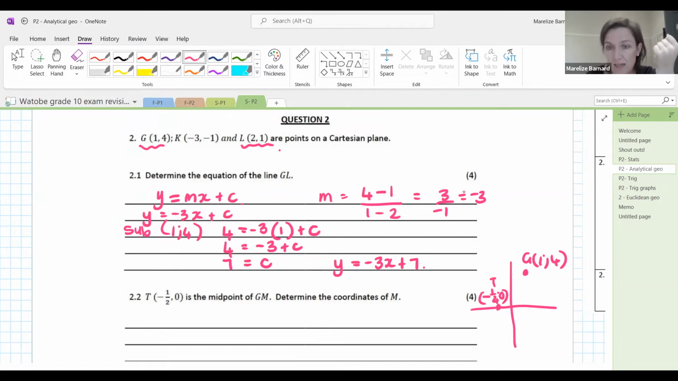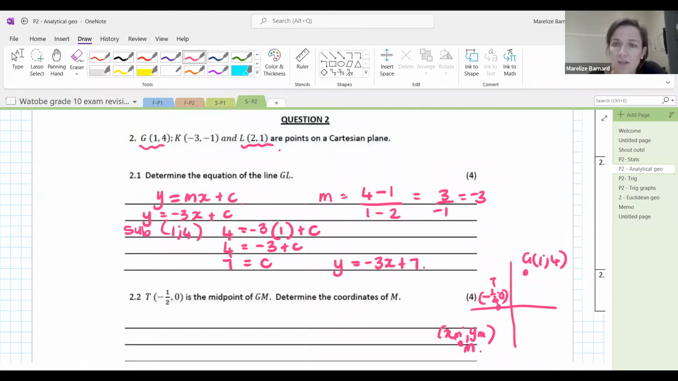So if that's G and that's T, then M must be somewhere over here for all of this to make sense, because T is the midpoint and that's G. So here's M with an x coordinate at M and a y coordinate at M that we're now going to calculate. Okay, so we've done this a few times. We did it last on Tuesday as well in the other exam question.